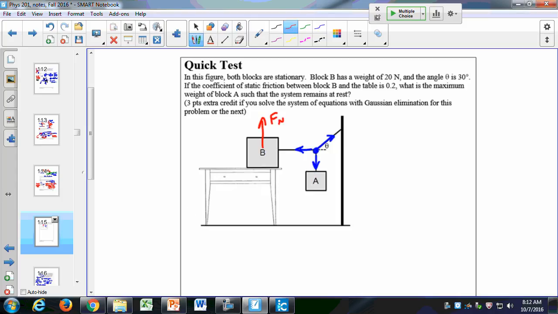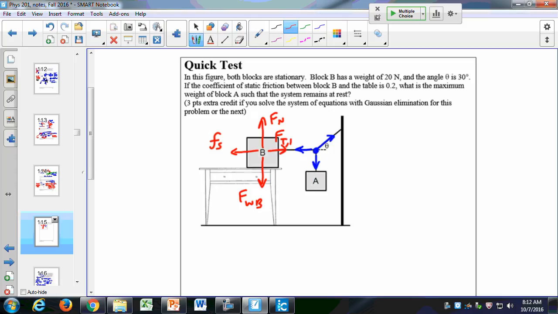Fn. I'm not going to subscript that because it's the only normal force in the whole system. The other object doesn't have a normal force. I have Fs because it's not moving. I have FWB. I am going to label it with a B because there's another object that has a weight, block A. And then I have FT. I'm going to label this FT1 for now because there will be a second tension.